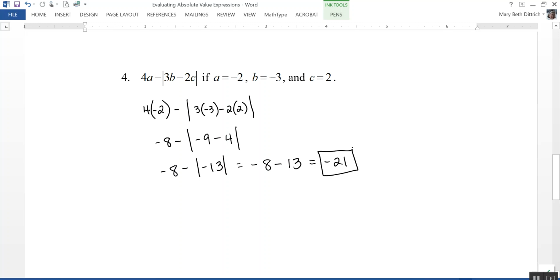So in this video we took a look at how to evaluate an absolute value expression and talked a little bit about what absolute value actually means in terms of distance from 0 on the number line. We emphasized the point that if you are evaluating an absolute value expression, you want to use the order of operations to come up with one value between the absolute value bars before taking the absolute value and then finishing any addition or subtraction that you need to do.